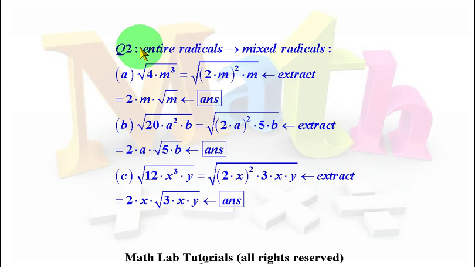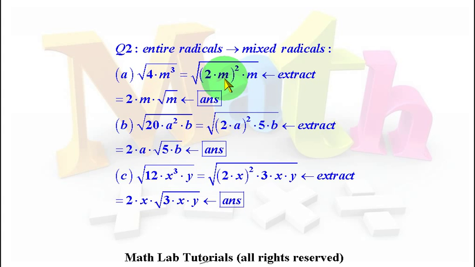And let's do some questions that pertain to converting entire radicals to mixed radicals. Part A, we have square root 4m cubed. In order to extract the largest perfect square, I open up a square root like so. Open up empty bin to the power 2 and leave this out. I know that the square root of 4 is 2, drop in a 2. I know that m cubed can be written as m squared dot m, and then the square root of m squared is m, drop in the m.